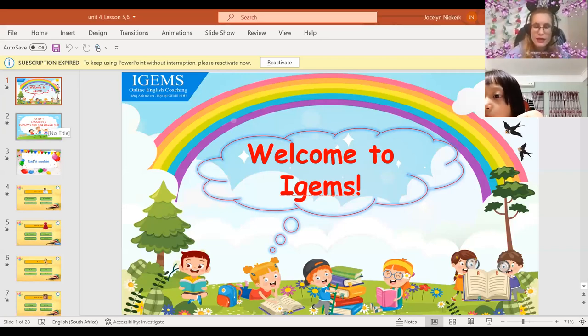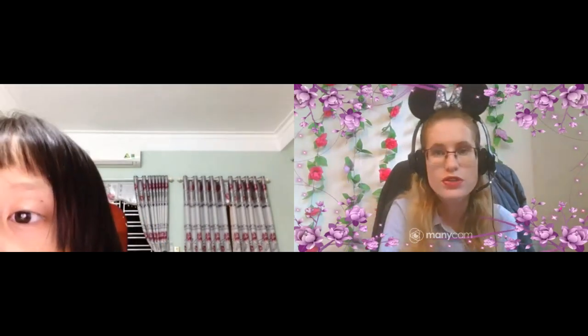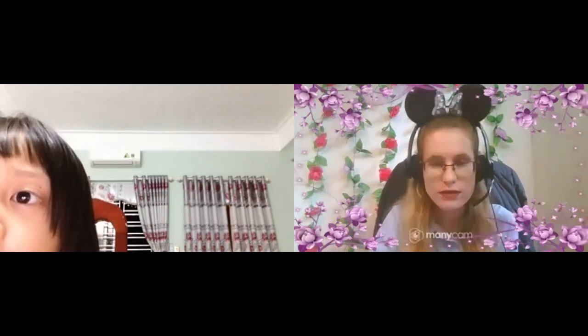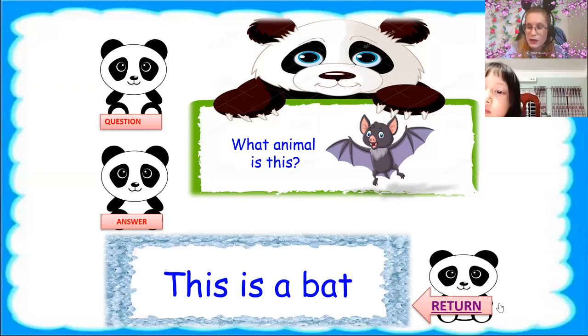Okay, so let's see. Unit 4, lesson 5 and 6. Okay, I'm not sure why it's not working. Let me have a look. What animal is this? Lucy, what animal is this? This is a bat. Bat. This is a bat. Good work.